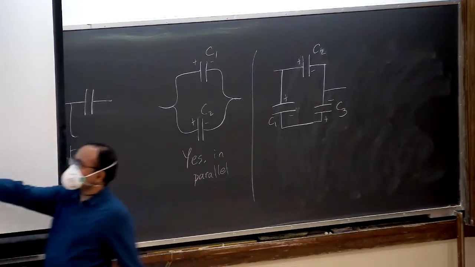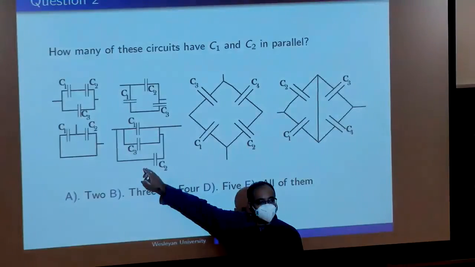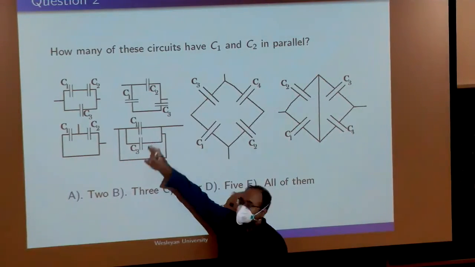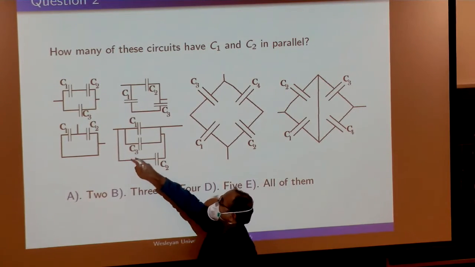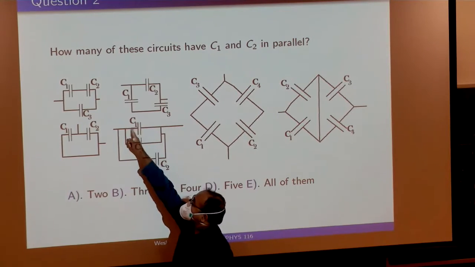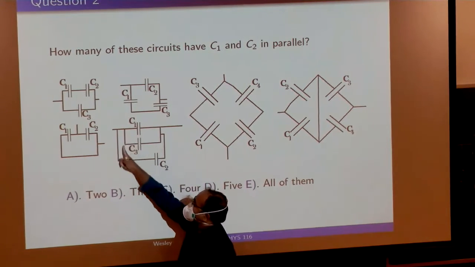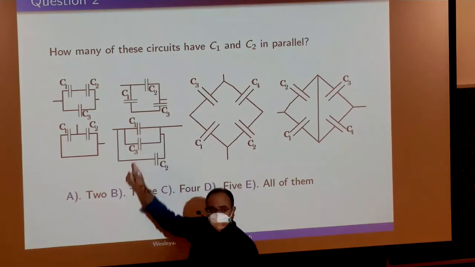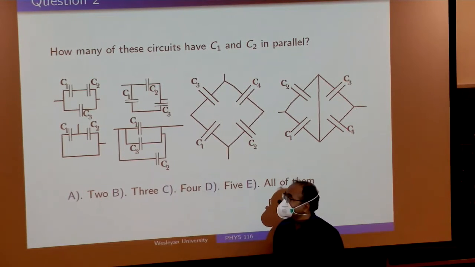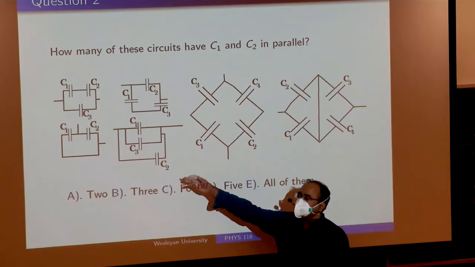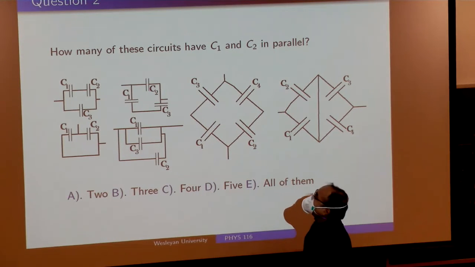Okay, let's try this one. Yes, they are in parallel. In fact, all three are in parallel. Here I can do positive to positive and negative to negative. I can do that with C3 as well. So C1, C2, C3 all in parallel. If I wanted to find the equivalent capacitance, I would just do C1 plus C3 plus C2.